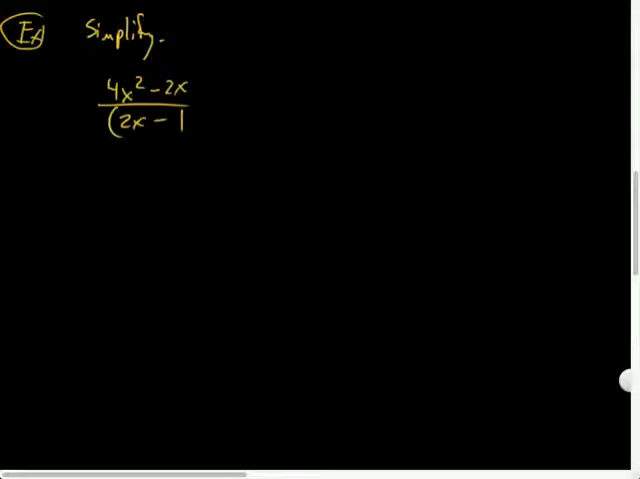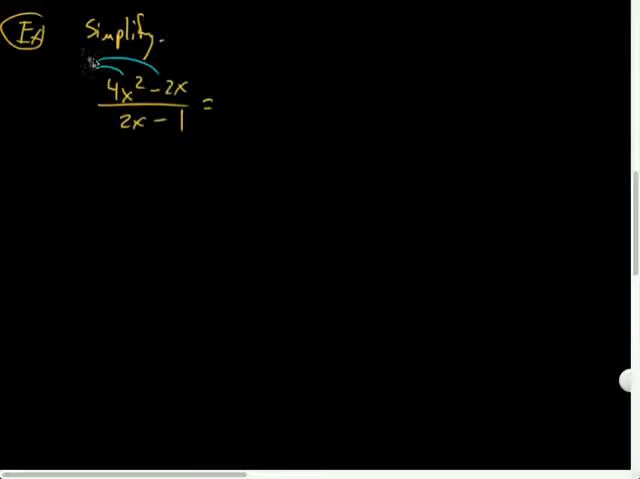In fact, the only thing that a 2x minus 1 would cancel out with is another entire 2x minus 1. But you can't cancel out piecemeal when you have plus or minuses floating around. So the first thing I'm going to do is see if I can factor any of these things. In the numerator, is there any way I could factor that?